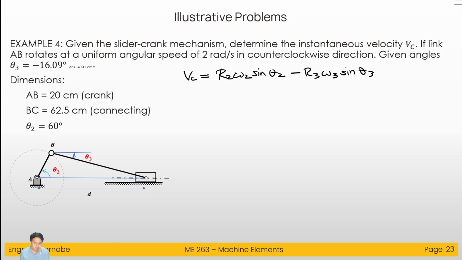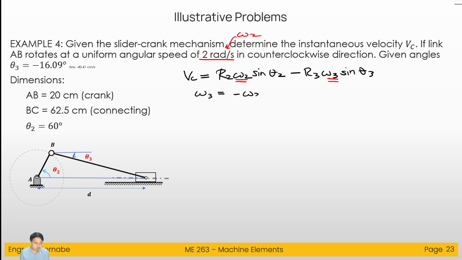In order to solve for this, we need to know omega 2 and omega 3. Only omega 2 is given. So we need to know omega 3. How do we solve for omega 3? So omega 3 here is equal to what?